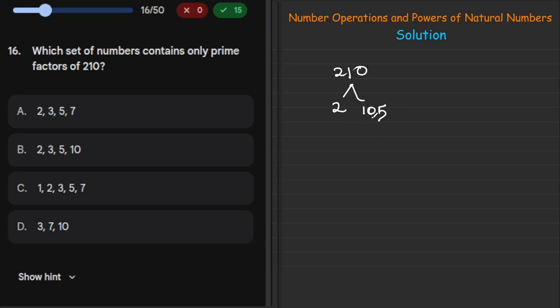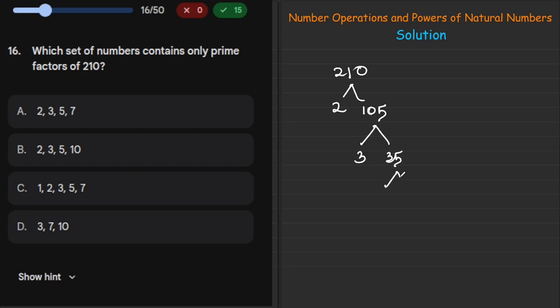How do we know we can divide with 2? A number is divisible by 2 if it ends in what? An even number or 0. But for 3, a number is divisible by 3 if the sum of the digits is divisible by what? 3. So we have 1 plus 0 plus 5, which gives us 6. And 6 is divisible by 3. Hence, 105 is divisible by 3. So we have our 3. So 3 divides 105. That is 35 times.